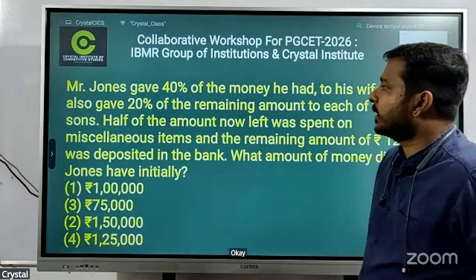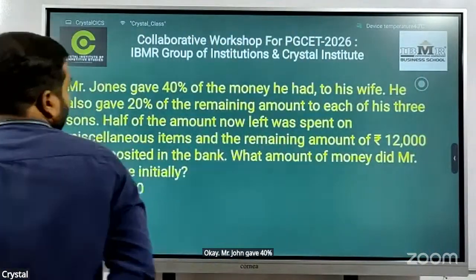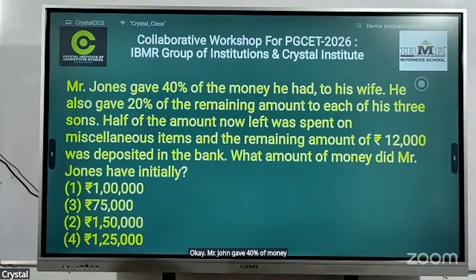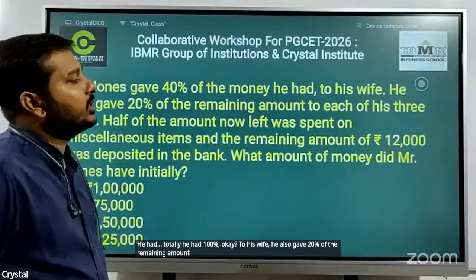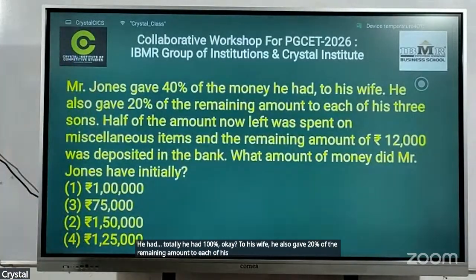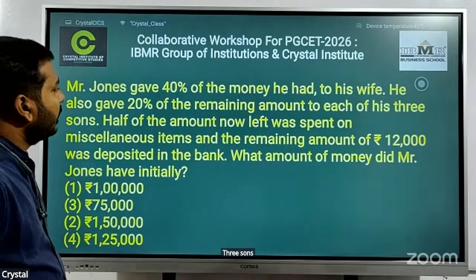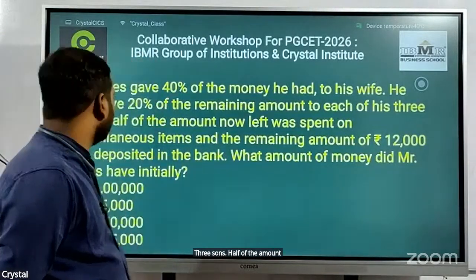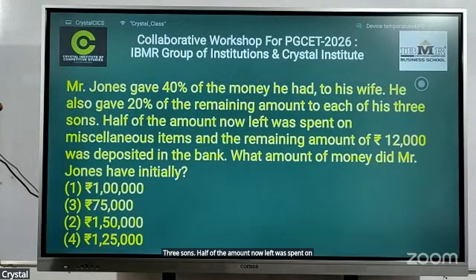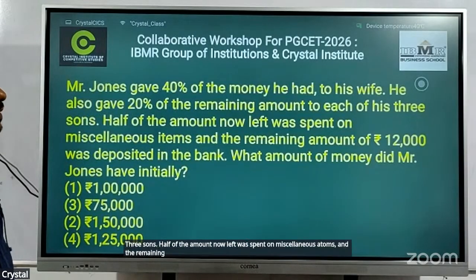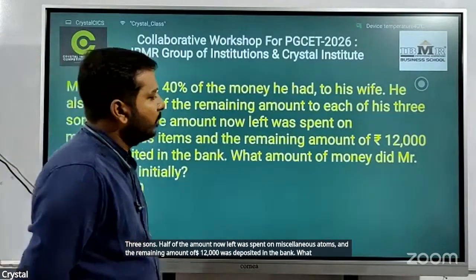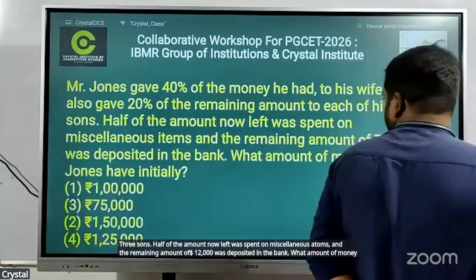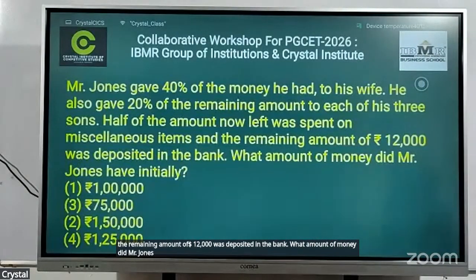Mr. John gave 40% of the money he had, total he had 100%, to his wife. He also gave 20% of the remaining amount to each of his 3 sons. Half of the amount now left was spent on miscellaneous items and the remaining amount of 12,000 was deposited in the bank. What amount of money did Mr. John have initially?